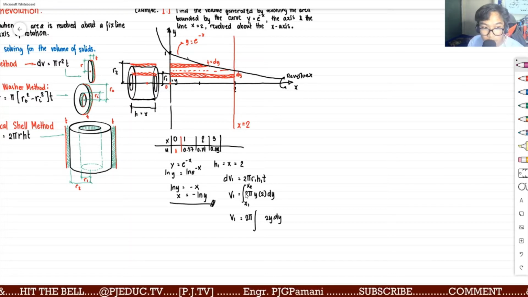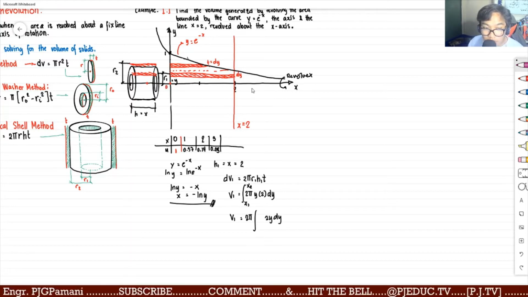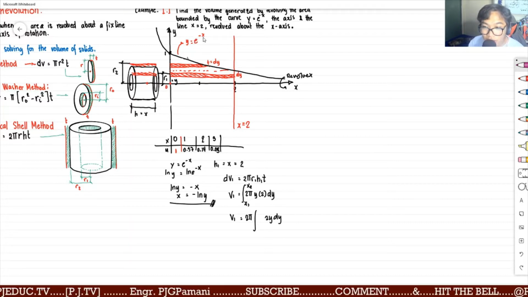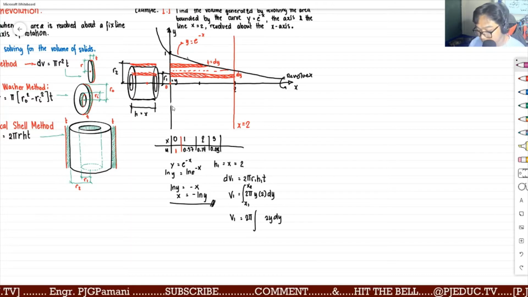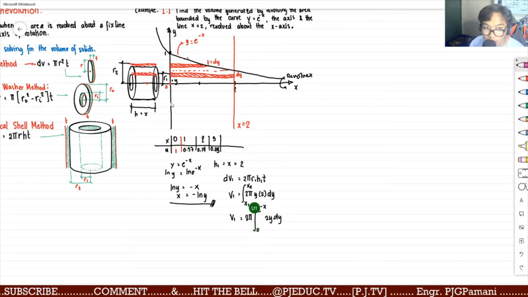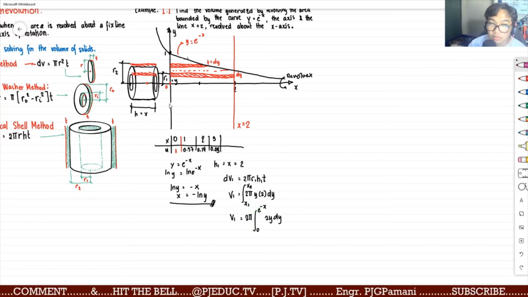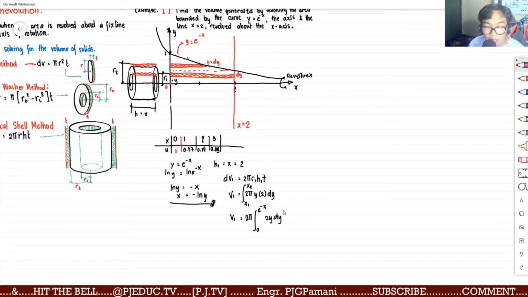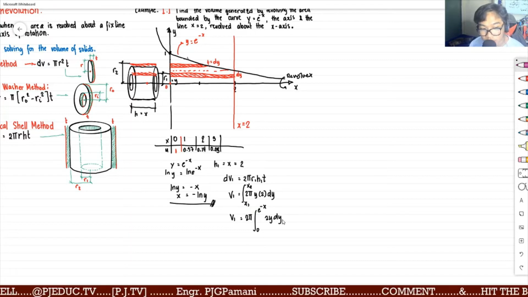What are our upper and lower limits? Where does it revolve? From 0 to what? An unknown point of e raised to negative x. So, from 0 to e raised to negative x. That's all there is to it.